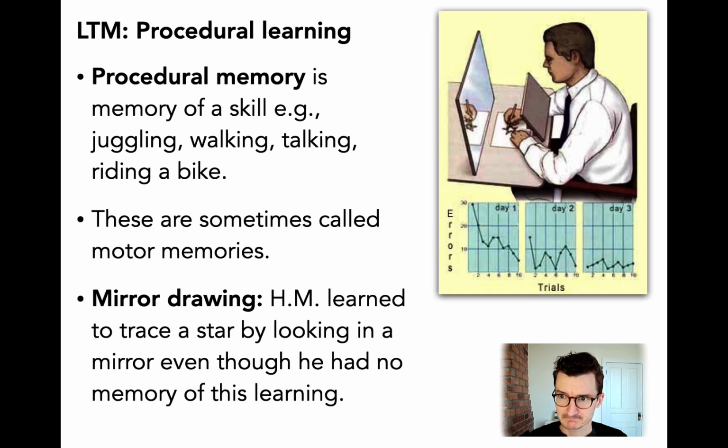So HM, as you remember from the last lecture, had severe anterograde amnesia due to damage to his hippocampus. He couldn't form new long-term declarative memories, but his procedural memory was fine, totally fine. And this was first shown by Brenda Milner at McGill, who worked with HM, studied him extensively, and she had HM do what's called the mirror drawing task. And the mirror drawing task is a motor learning task where you basically have to learn how to trace a star by looking in a mirror.